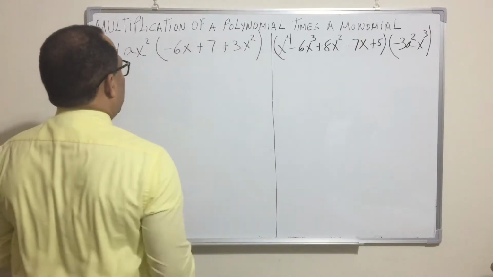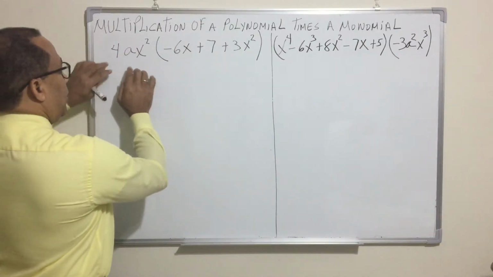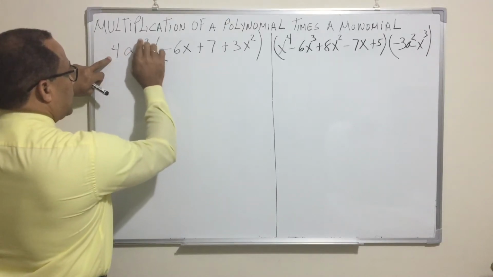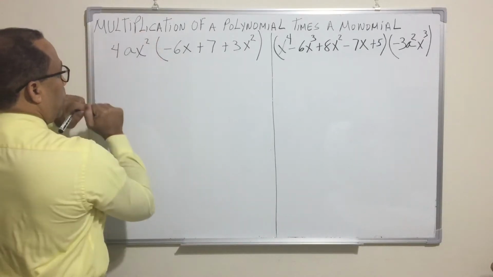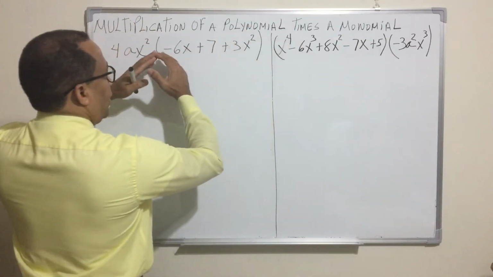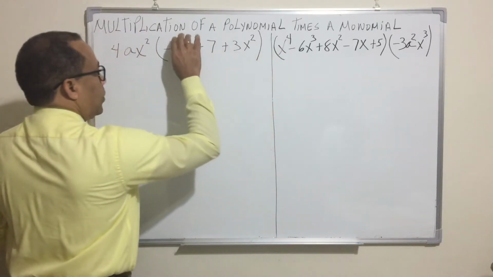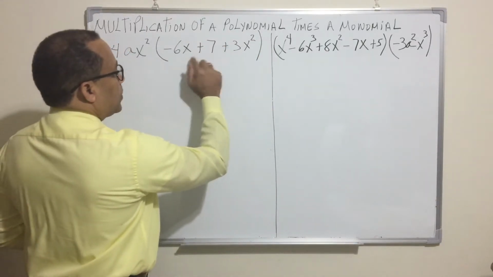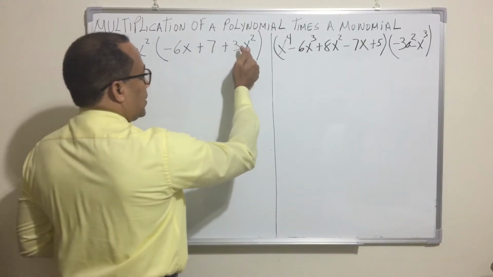This is our first multiplication. We are multiplying this monomial. This is only one term, 4ax to the second. There's no positive or negative sign between the terms of the element, so this is just one term. It's a monomial. On the other hand, the second term is a trinomial because it has three terms: 1, 2, and 3. As you can see, the terms are separated by a positive sign. So this is 1, this is 2, and this is 3 terms.